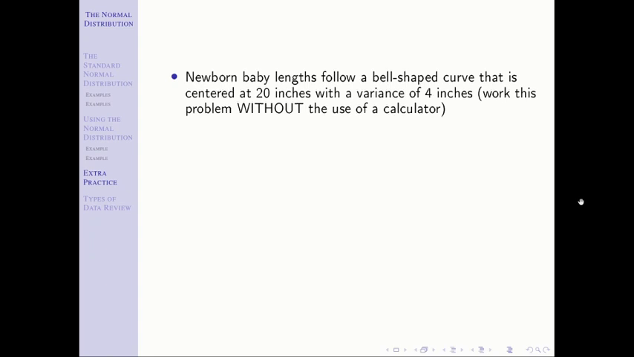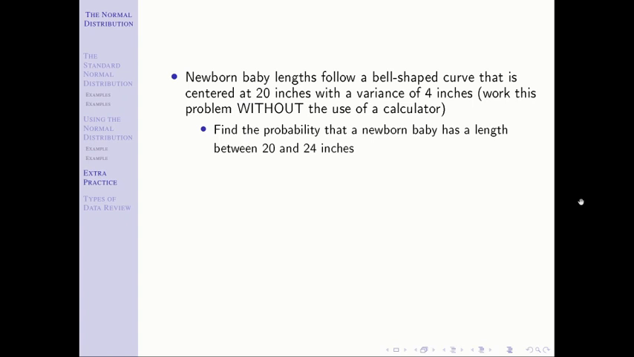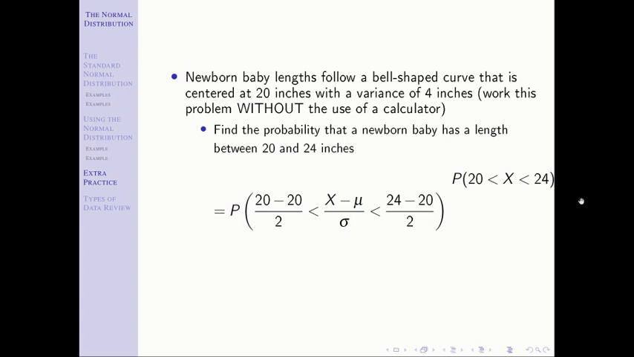Find the probability that a newborn baby has a length between 20 and 24 inches. It's just like the first one now. We just have to standardize an extra time. We've already done the standardization for the 24 part. Just need to do the standardization for the 20 part, which is pretty simple because that numerator gets us to 0. 0 divided by anything is 0.